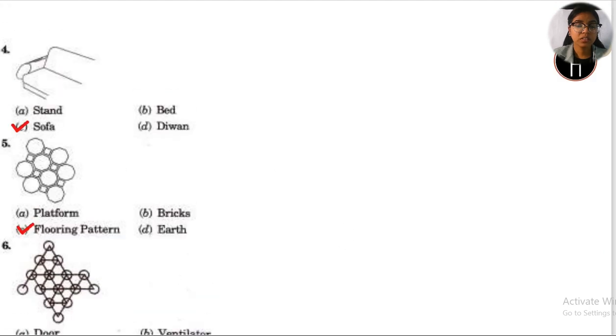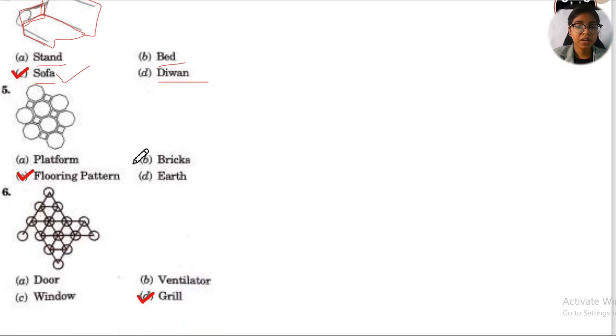Next one, you have a stand, sofa, bed and divan. See, this is the half image of a sofa. This is your sitting part, this is your side support, and this is your back support. So sometimes they give half images of the objects. So this is your sofa.